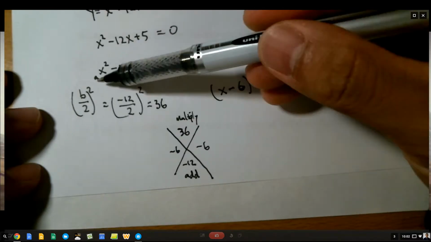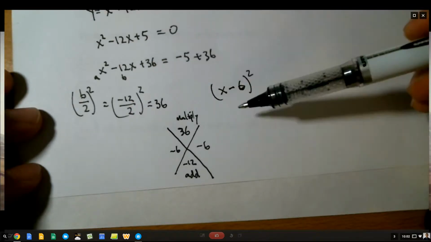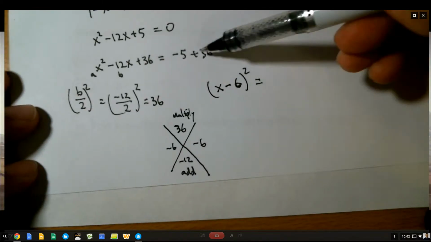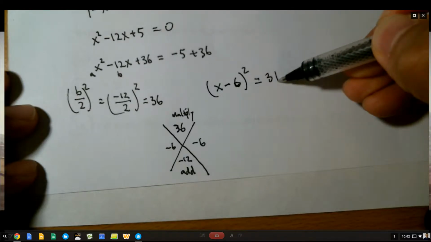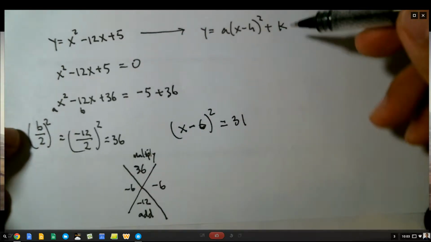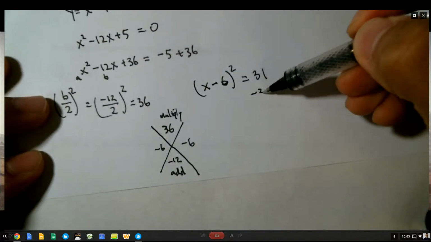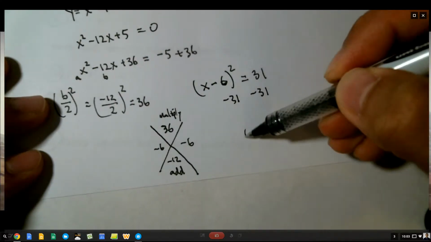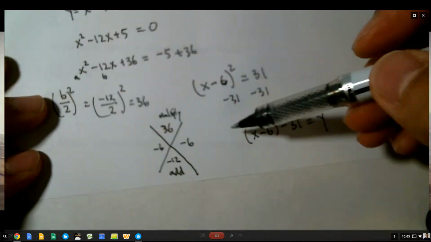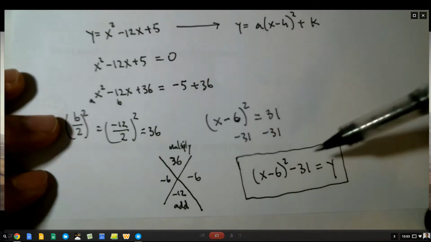So this part that you have up here, x squared minus 12x plus 36, can be factored into x minus 6 squared. And that is equal to what's on the other side. The other side is 31. Now you have to bring 31 back because you want it to look like a times x minus h squared plus k. So minus 31, we have x minus 6 squared minus 31, and that is equal to y. So we've just turned this into the vertex form.